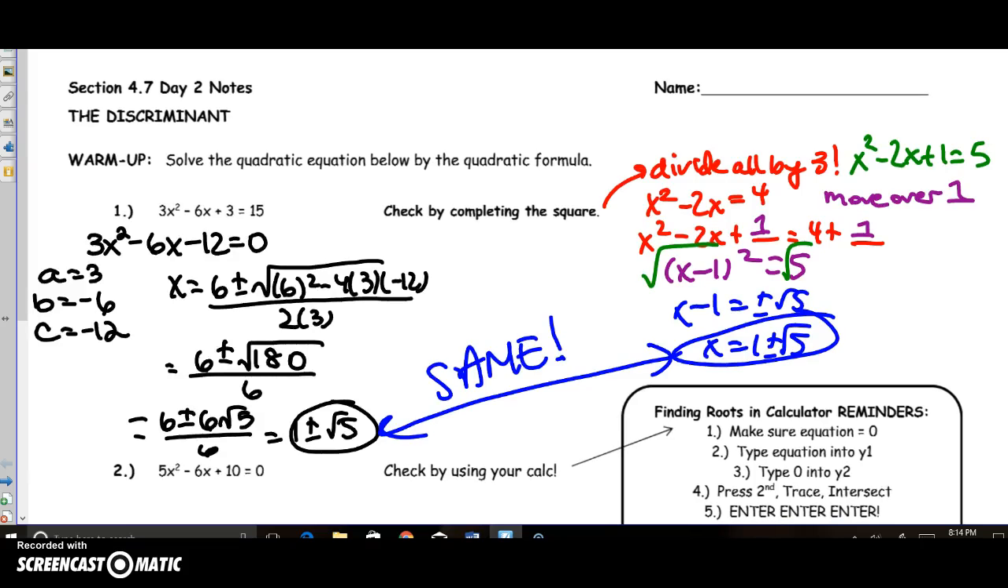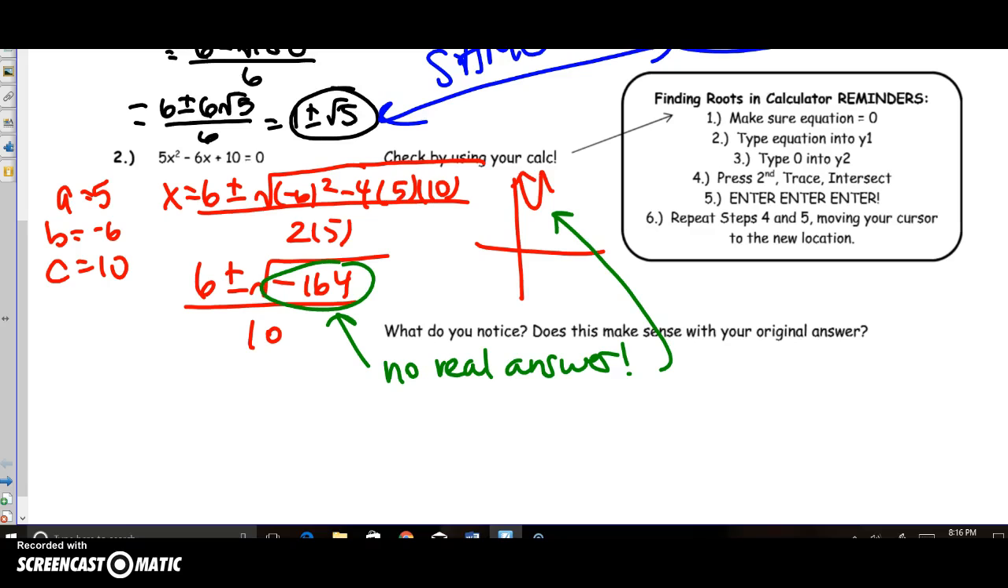Here's the answer to the first one. So please check your work and make any changes that you need to, and of course pause me to take as much time as you need. And here is the answer to the second. Notice the negative under the root. You can't have any negative under the root. That tells us no real answer, which makes sense when we look at the graph, because notice that there are no x-intercepts in the graph.